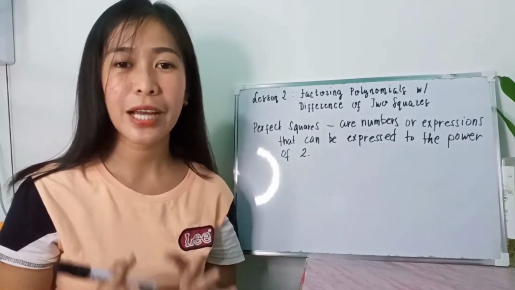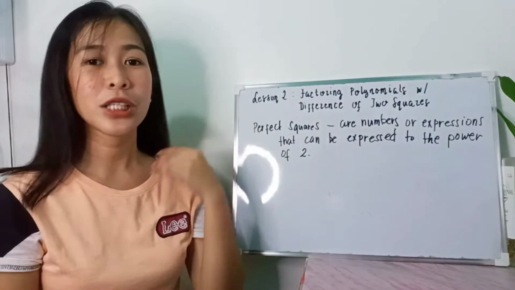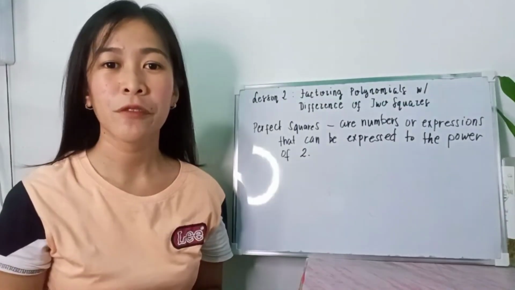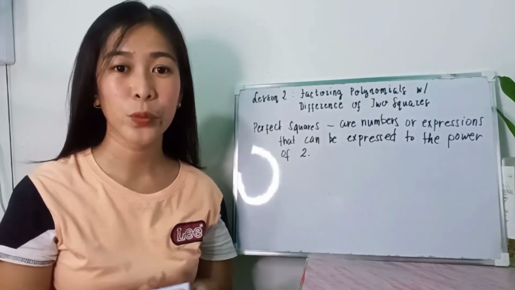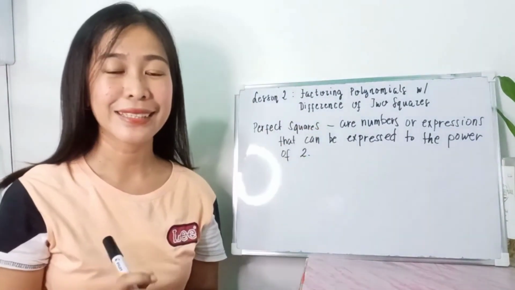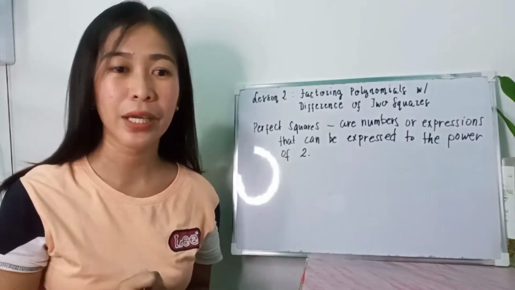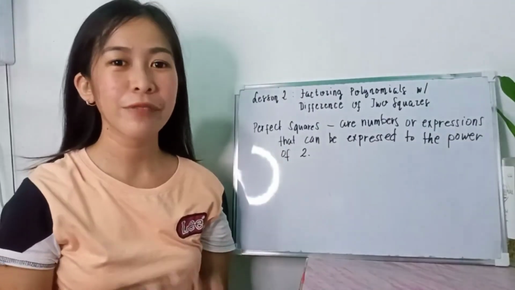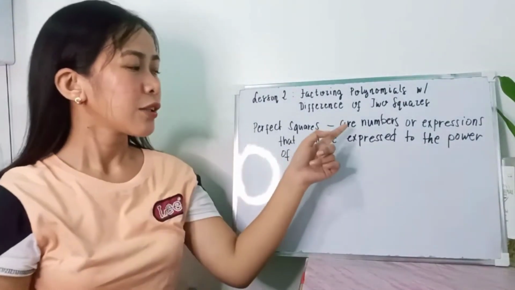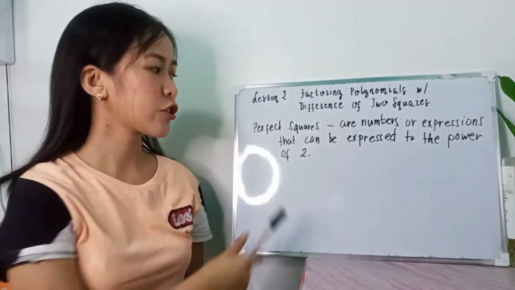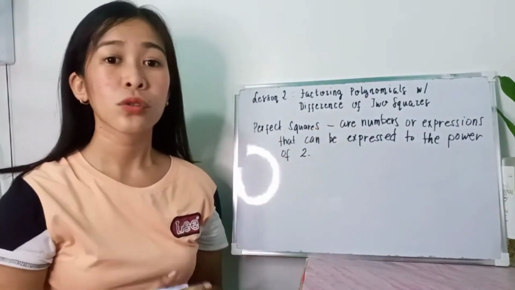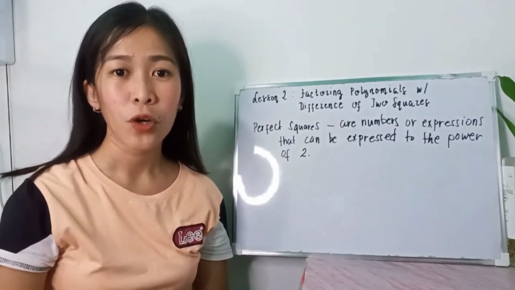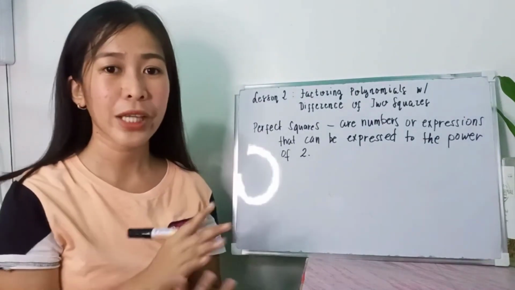Okay, so for this lesson, it's all about factoring polynomials with difference of two squares. Okay, so before we proceed to the factoring of polynomials with difference of two squares, kailangan alam muna natin ano ba ang sinasabing perfect squares. Okay, so when we say perfect squares, these are numbers or expressions that can be expressed to the power of 2. Ibig sabihin, it has something to do with the exponent of 2. Alright? When we say power of 2, meaning to say exponent.